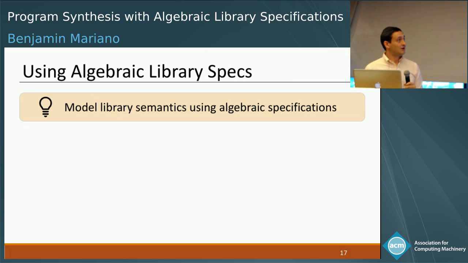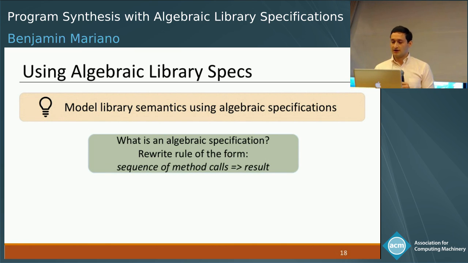Okay, so our idea is to model library semantics instead using algebraic specifications. So what do we mean by this? Algebraic specifications for us are rewrite rules of the following form. On the left-hand side, we're going to have a sequence of method calls. And on the right-hand side, we're going to have a result.